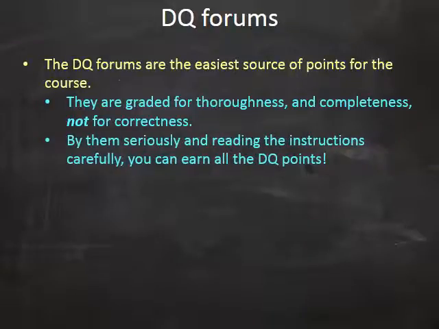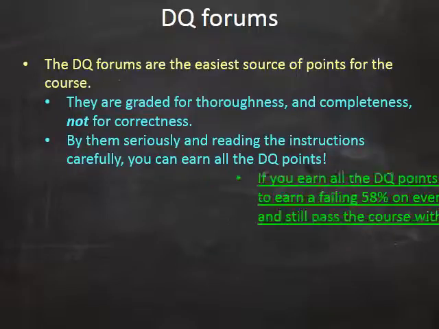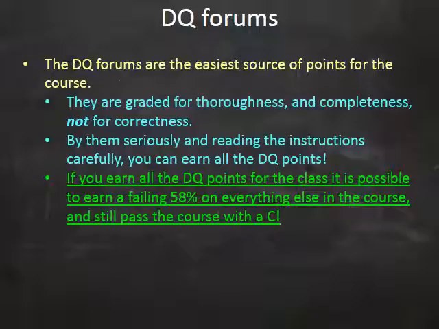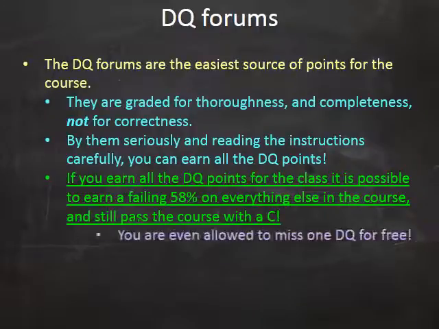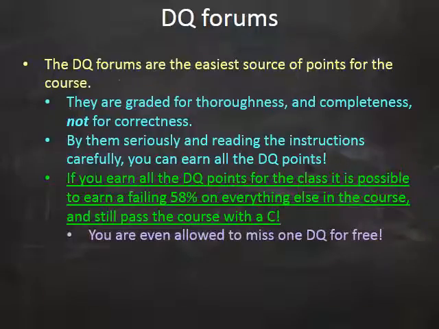This means that by taking all of the assignments seriously and reading the instructions carefully, you can earn all of the DQ points. If you earn all of the DQ points for the class, it is possible to earn a failing 58% on everything else in the course and still pass the course with a C. This makes doing the DQs a great opportunity. You are even allowed to miss one DQ for free.